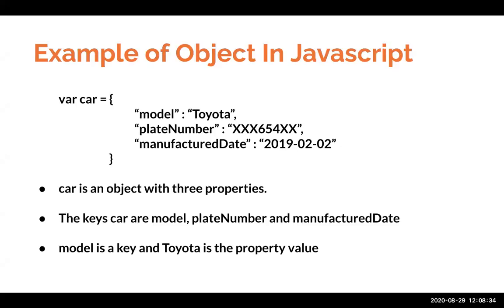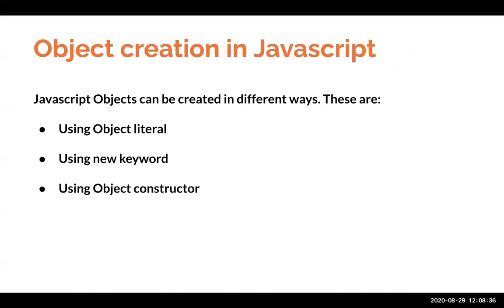I think we've gone through this before. Okay, so object creation in JavaScript. Let's talk about how we can create objects in JavaScript. There are three ways to create objects in JavaScript. The first one is using object literal. We can use the new keyword by just instantiating, or we can use object constructor.